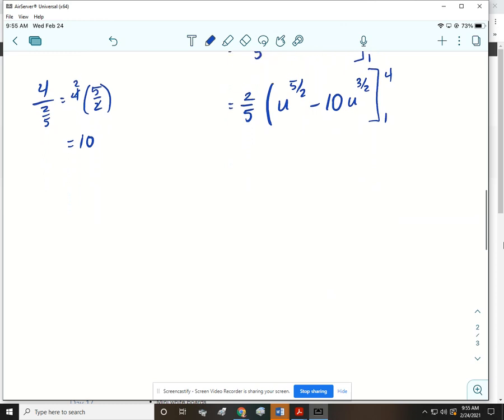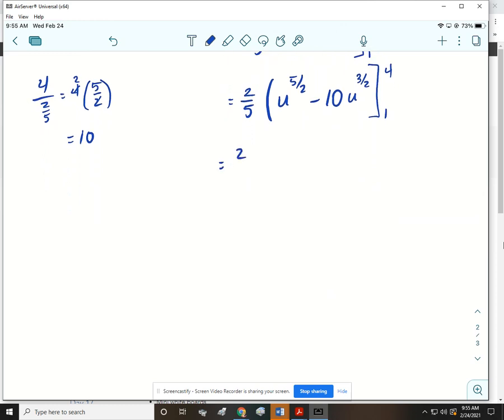Okay, so I'm ready to plug in 4. So it's going to be 4 to the 5/2 minus 10 times 4 to the 3/2. All right, and then from that, I'm going to subtract when I plug in 1. Now, plugging in 1 is super easy. When you raise 1 to any power, it's just 1. So I technically could just leave it as 1 and not worry about raising it to a power. However you want to write it.